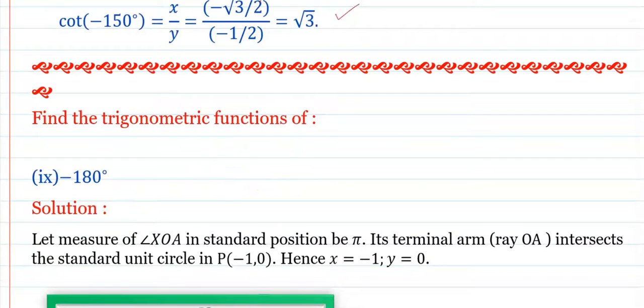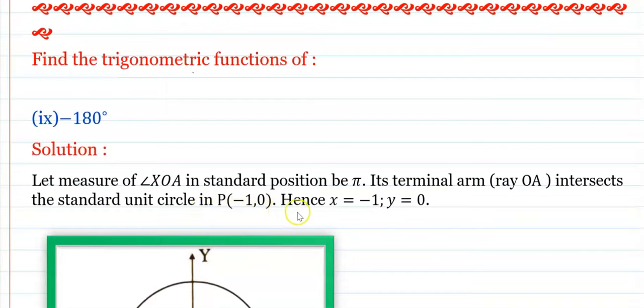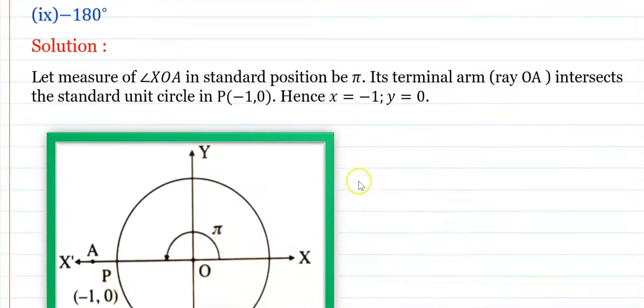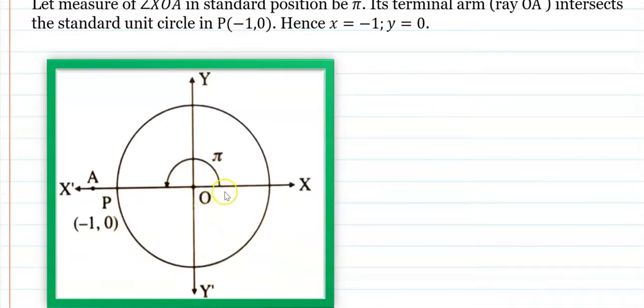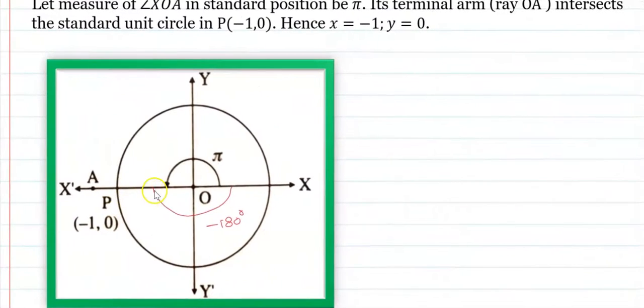Now the next problem. Now the trigonometric functions of minus 180. Let the measure of angle XOA in a standard position be pi. Its terminal arm OA intersects the standard unit circle at the point minus 1, 0. X is equal to minus 1 and y is equal to 0. We can draw this figure like this. Minus 180 means what? Here is minus 180 and this is the figure.